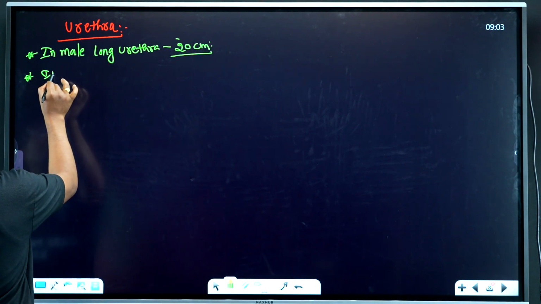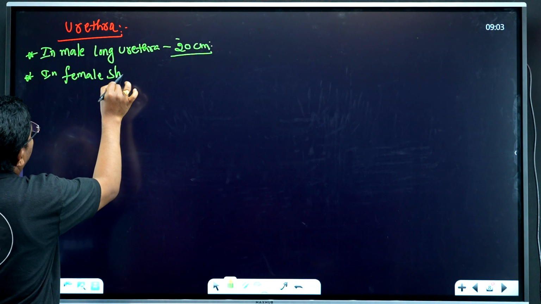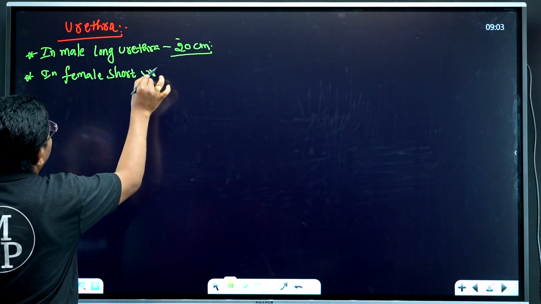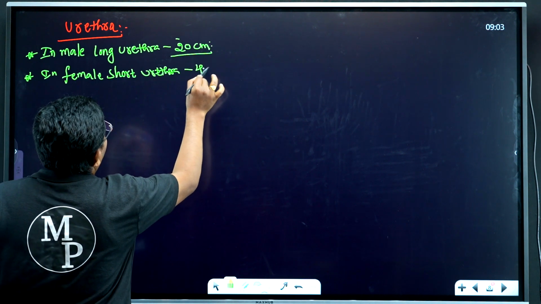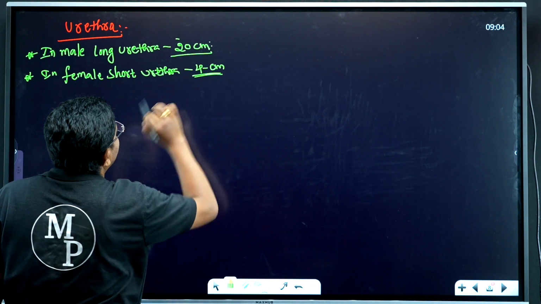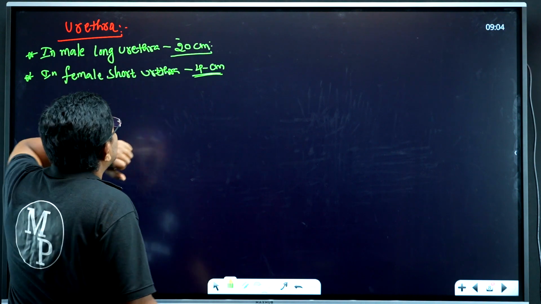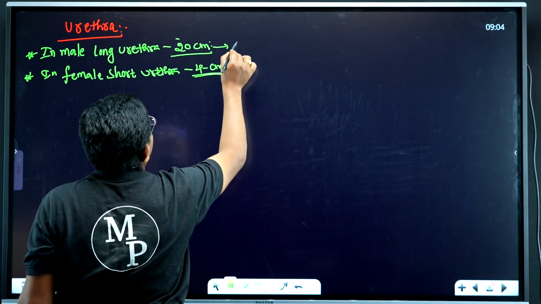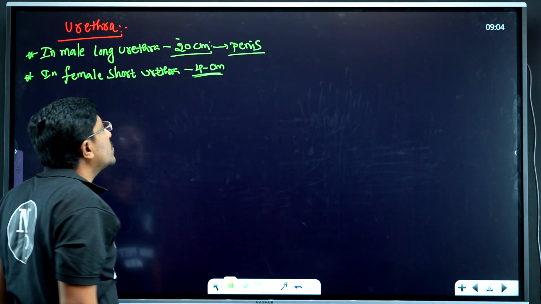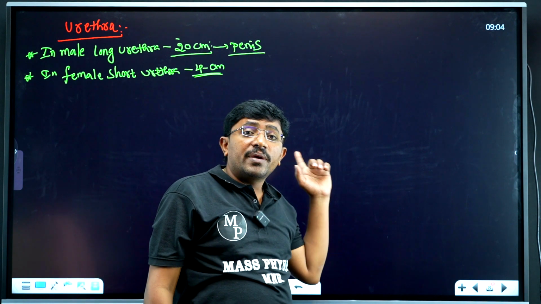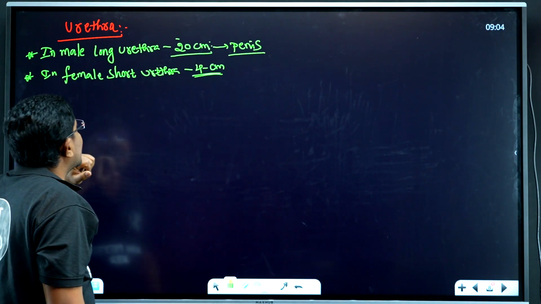And I'll compare with the female urethra. In female, a short urethra is present, approximately 4 centimeters. Very short. What is the reason the long urethra is present here? It extends into the penis. That's why within the male reproductive system, the urethra is very long, approximately 20 centimeters.